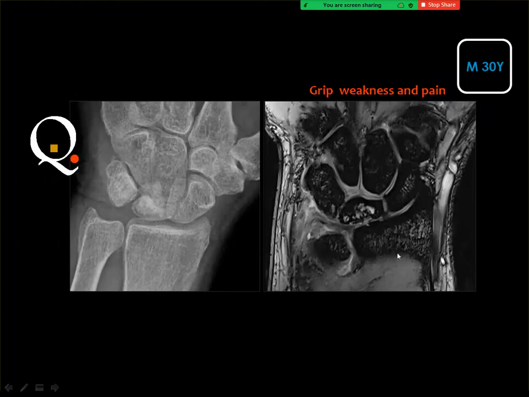MRI of the wrist joint, as well as the X-ray of the same patient who is 30 years old.